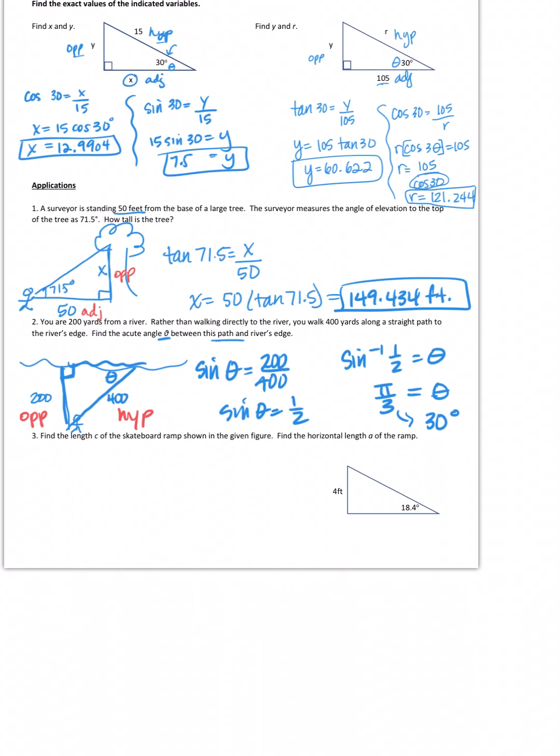Find the length C of the skateboard ramp shown in the figure. Find the horizontal length A of the ramp. So length C is the hypotenuse. Okay, so let's look at what we have. This is opposite our angle.